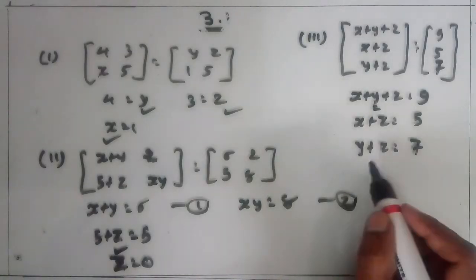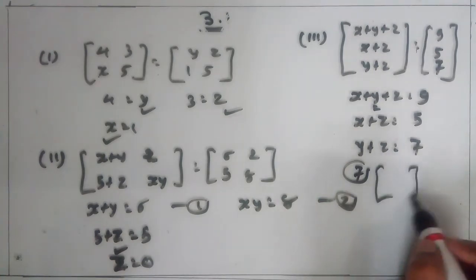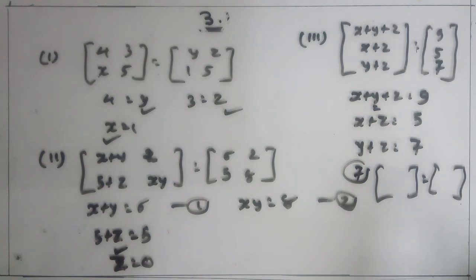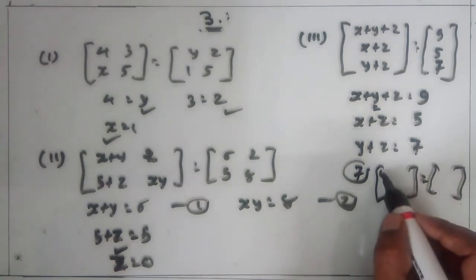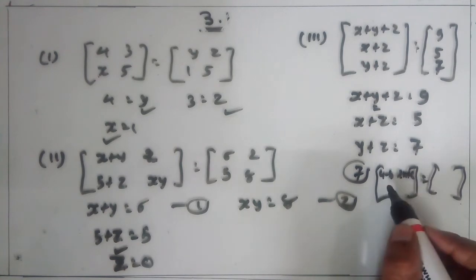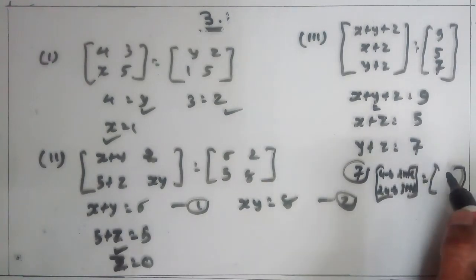Same for question number 7 given. The two matrices given are equal. Then find A, B, C and D: the matrix A minus B, 2A plus C, 2A minus B, 3C plus D is equal to the matrix minus 1, 5, 0, 13.